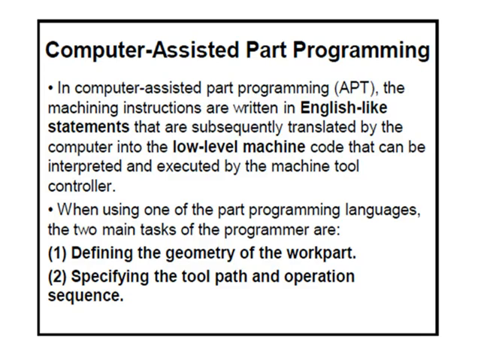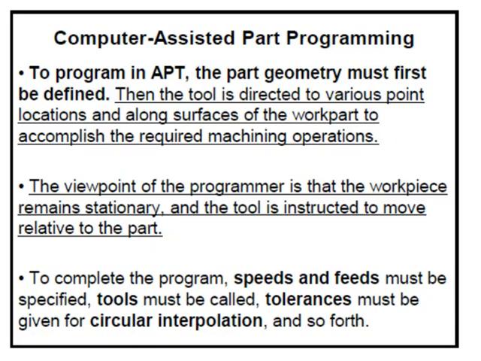programming. In computer assisted part programming, the machining instructions are written in English-like statements that are subsequently translated by the computer into the low-level machine code that can be interpreted and executed by the machine tool controller. When using one of the part programming languages, the two main tasks of the programmer are, first, defining the geometry of the work part, and second, specifying the tool path and operation sequence. In computer assisted part programming, the viewpoint of the programmer is that the workpiece remains stationary and the tool is instructed to move relative to the part.